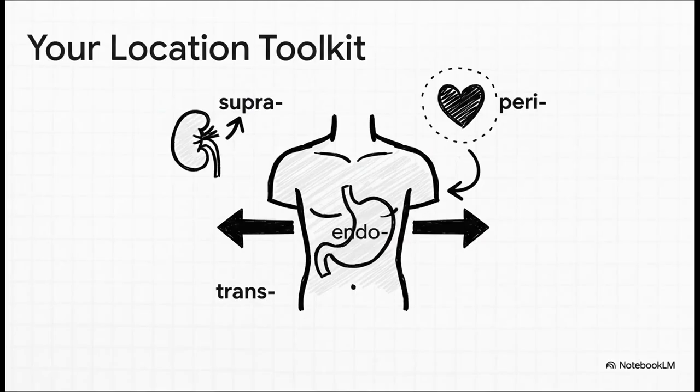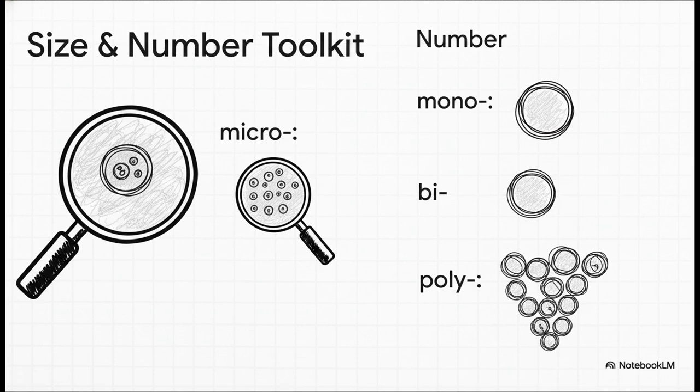Think of these next prefixes as a kind of GPS for the body. Supra means above. Peri means around. Endo tells you something is inside, retro means it's behind, and trans means it goes across. These little words give you the exact coordinates for where to look in the body. Prefixes also tell you about size and number, which is super helpful. Macro means large, and micro means, well, small. For numbers, it's pretty straightforward. Mono for 1, bi for 2, and poly for many. So if you hear about a polycystic kidney, you immediately know it's a kidney with many cysts. It's all right there in the word.